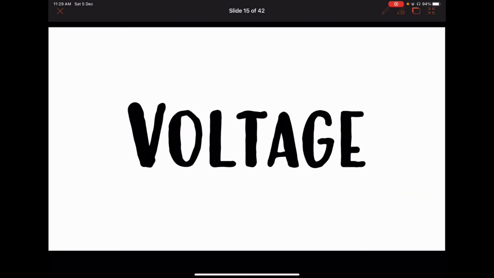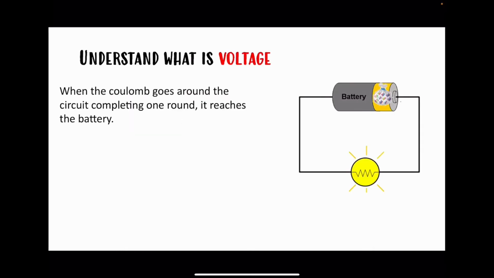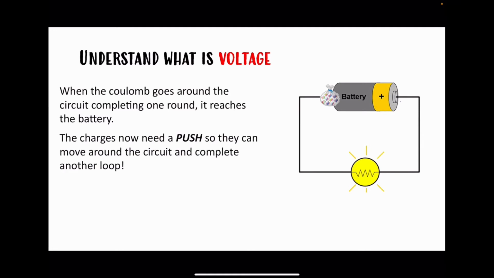Now, voltage. What is the voltage or the potential difference of a circuit? So in order to understand what is voltage, let's think about our bag of Coulomb. We know that this bag of Coulomb will go all the way through the copper wire and will feed the component, which is the bulb, to make it bright. But when the bag reaches the terminal of the battery, it needs a push in order to move around and complete another loop.